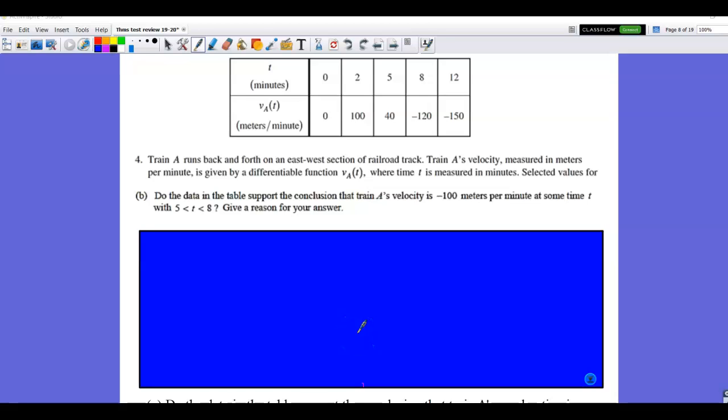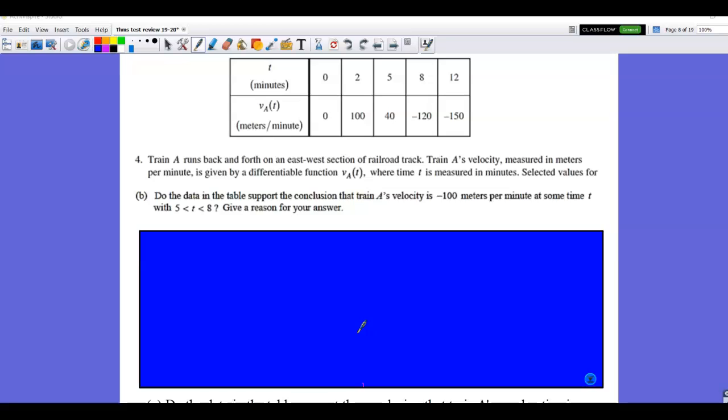This is our video on test review for implicit differentiation, theorems, inverses, and things like that. And I've already done a video on items 1 through 4, so now I'm going to do the rest of the items on the test review.